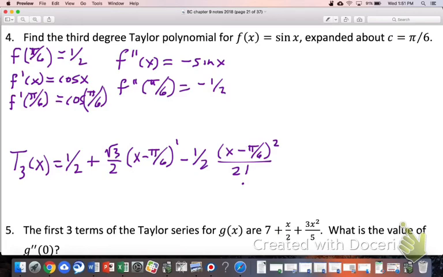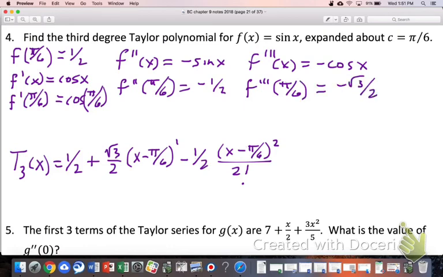And then finally, to get that third degree term, f triple prime of x is equal to negative cosine of x. Hopefully you're starting to see the pattern here. F triple prime of pi over 6 would be negative root 3 over 2. So the last one would be minus root 3 over 2, x minus pi over 6 quantity cubed over 3 factorial. Can you see why I only wanted to go third degree here? It's pretty tedious, right? There's a lot of effort that goes into such a short expression.